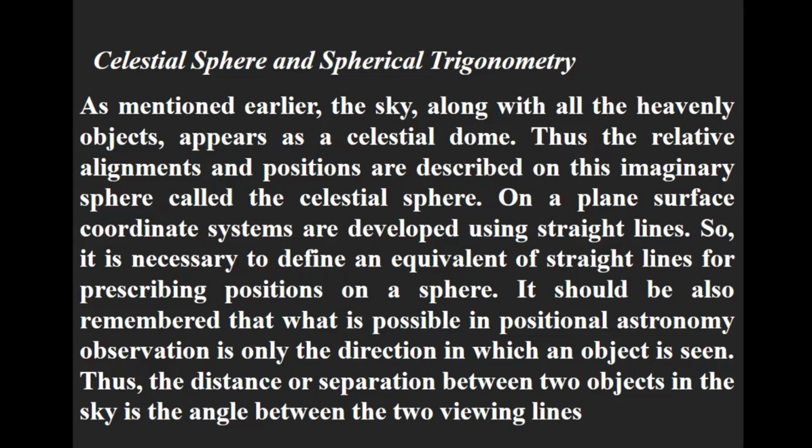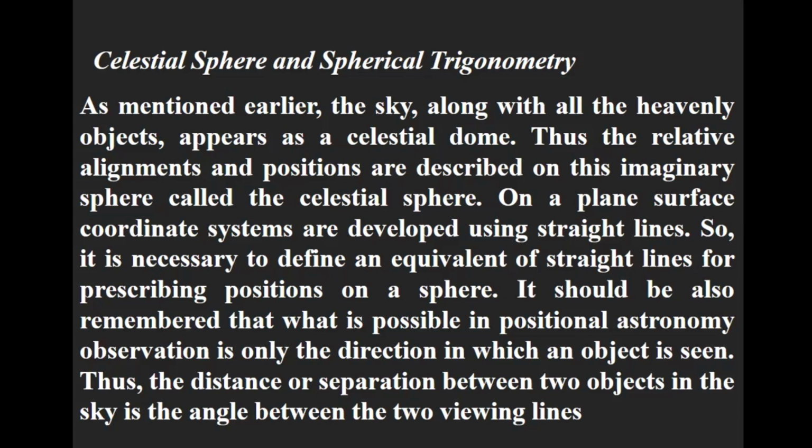But when the distance is too large, our eyes fail to gauge the depth. So it looks as if everything is plastered on a particular spherical dome, and that's what we call the celestial sphere. The relative alignments and positions are all described on this imaginary sphere. It's not a real sphere.